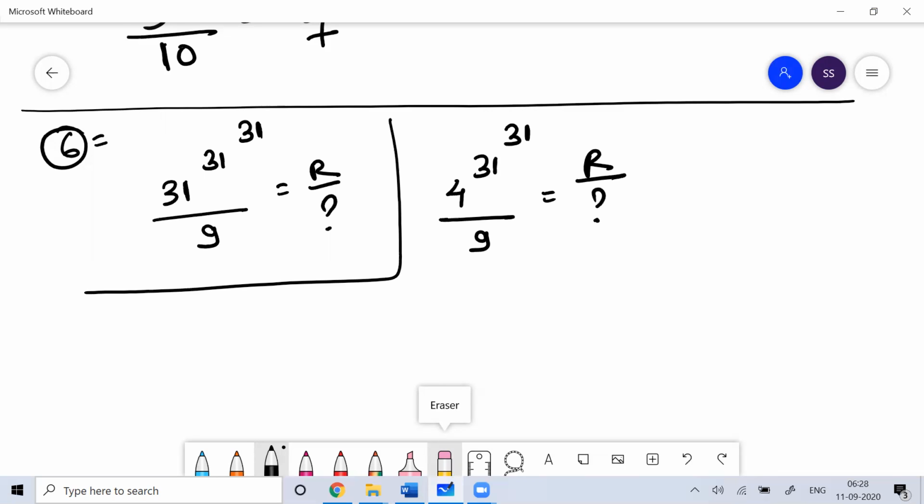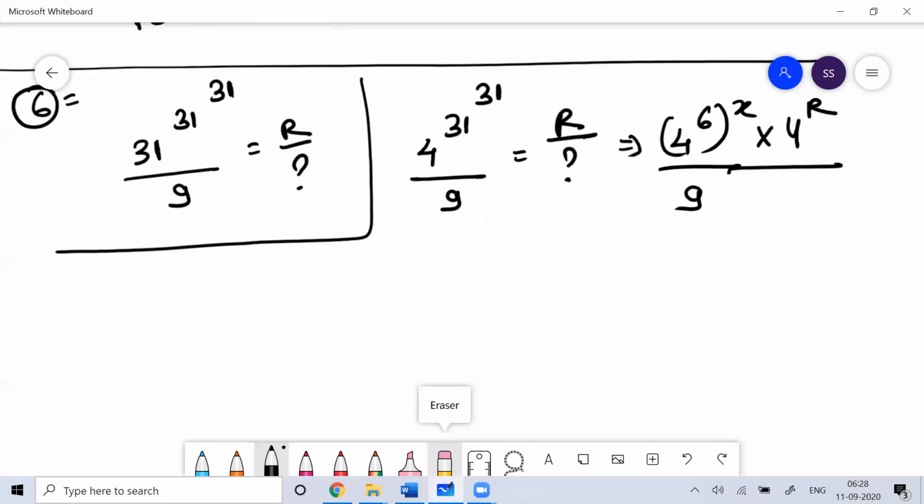Here, what is the Euler totient of 9? The totient of 9 is 9 into 1 minus 1 by 3, which means 9 into 2 by 3, which is 6. So you can write 4 to the power 6 into 4 to the power r. What you need to do is check when 31 to the power 31 is divided by 6. What is the remainder? The answer would be 1 only.